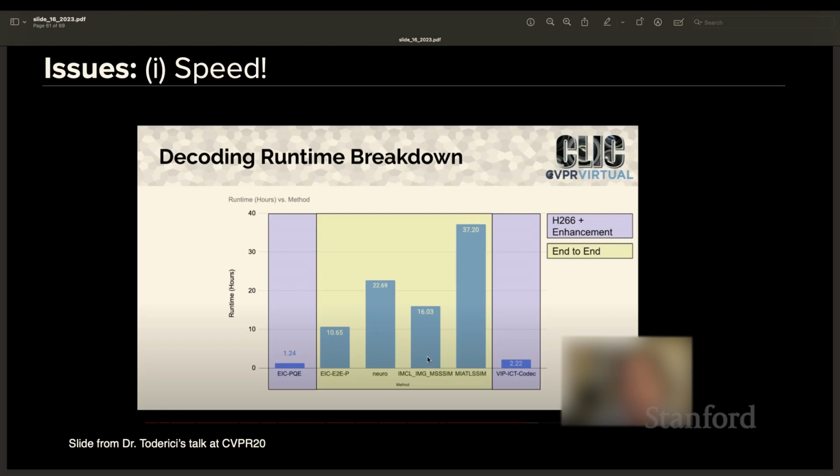So this is just a screenshot from George Toderici's talk at CVPR 20. And what it shows here is that H266 plus enhancement is again one of the more advanced traditional codecs, which is still more computationally intensive than JPEG. But this is what ML-based codecs were using back then, which was almost 20x more computational complexity. So now you can imagine, right? What does 20x more mean? On the surface, it just feels like, it's 20, right?